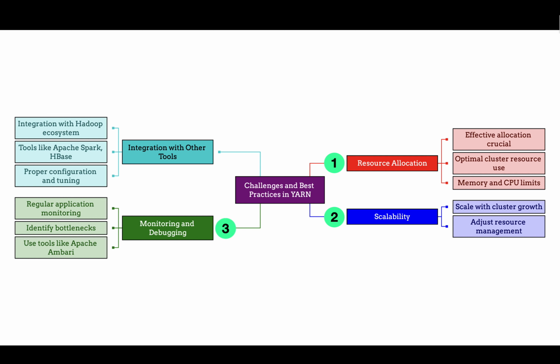3. Monitoring and debugging. Regular monitoring of application performance and resource usage is essential for identifying bottlenecks. Tools like Apache Ambari can be used for monitoring and managing YARN clusters. 4. Integration with other tools. YARN can be integrated with other Hadoop ecosystem tools like Apache Spark and HBase. Proper configuration and tuning are required for efficient operation in a YARN managed cluster.